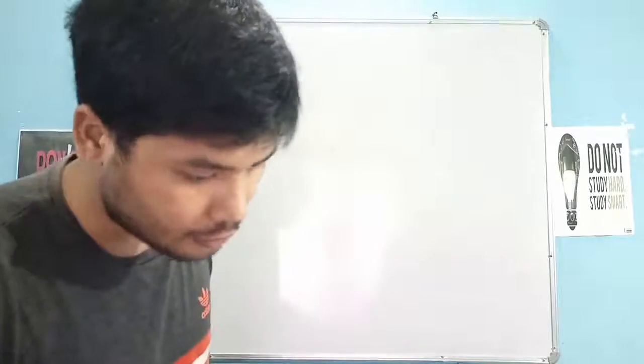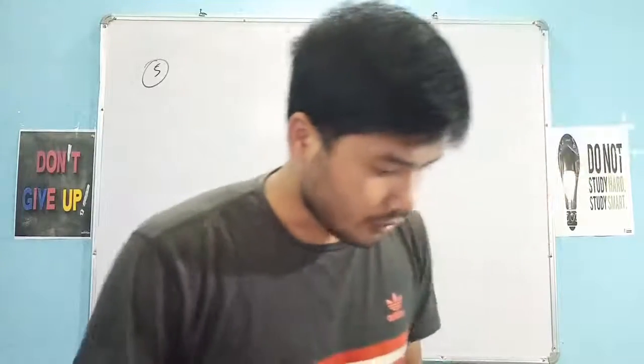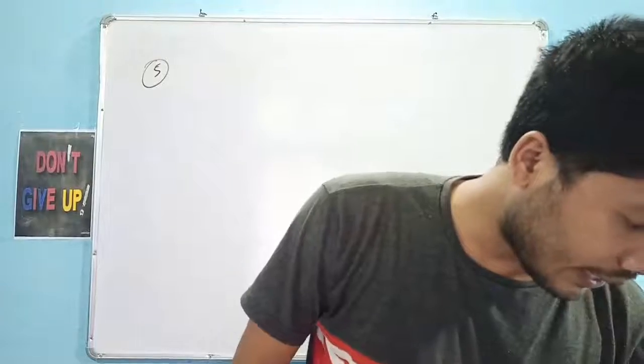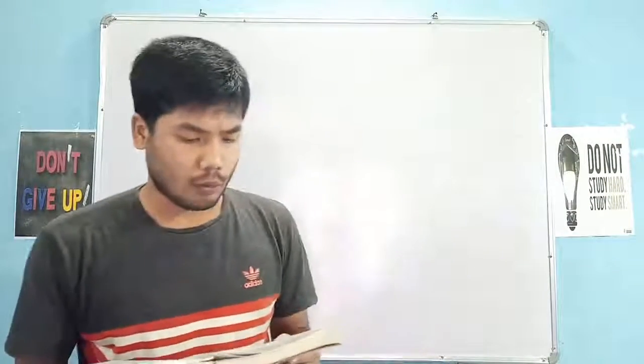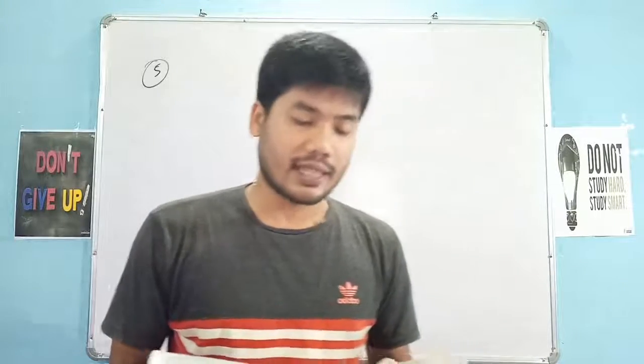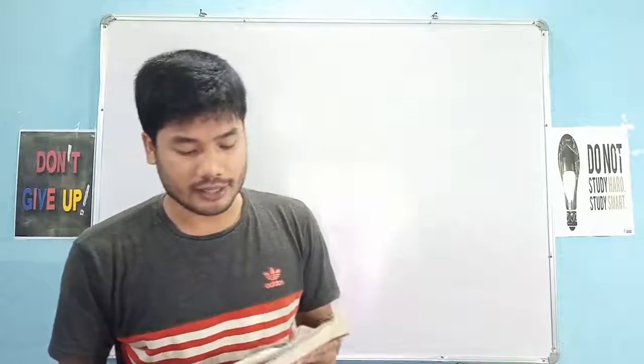Now let's go to the next question. Question number 4. What is it? 1 plus sec a by sec a is equal to sin square a by 1 minus cos a. The hint is given: simplify left hand side and right hand side separately.